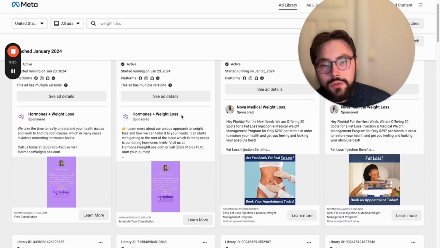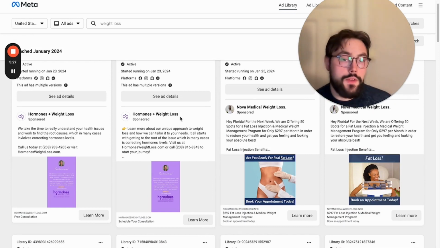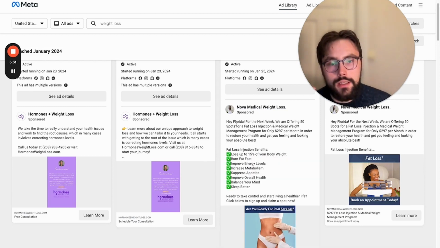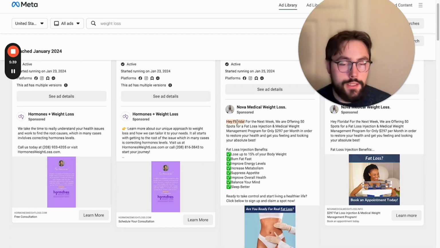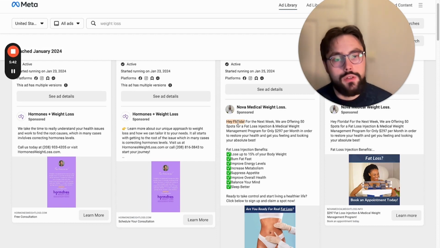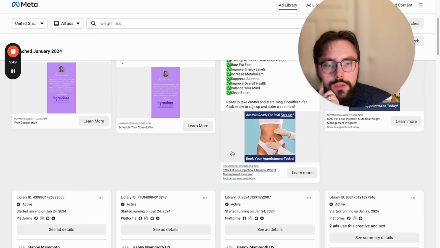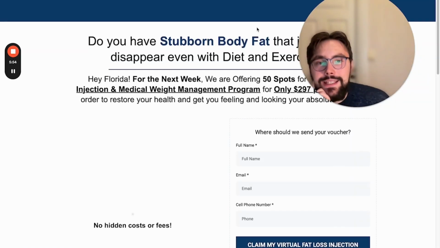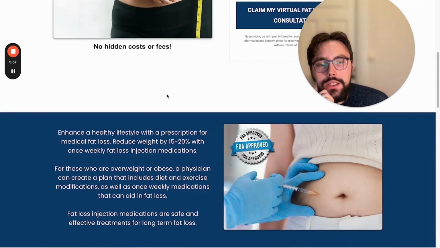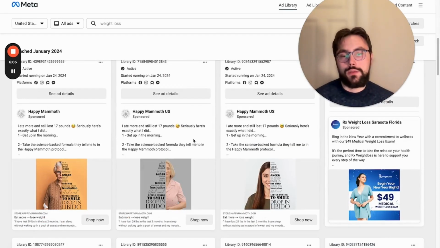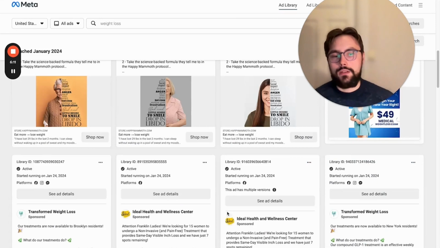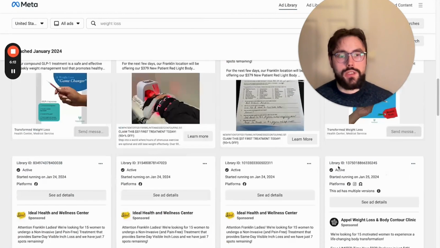So of course we're going to see pages with weight loss in their name. We're going to see Nova Medical Weight Loss, and here we can see they are speaking directly to their geographic audience, and then some of the upsides of using their product, and then we can see some of their creatives as well. You can also click the ads to go to their landing page, and we can just scroll down, get some inspiration, look at different creatives, look at different copies. And also if you want to check out landing pages, that's something you can do.